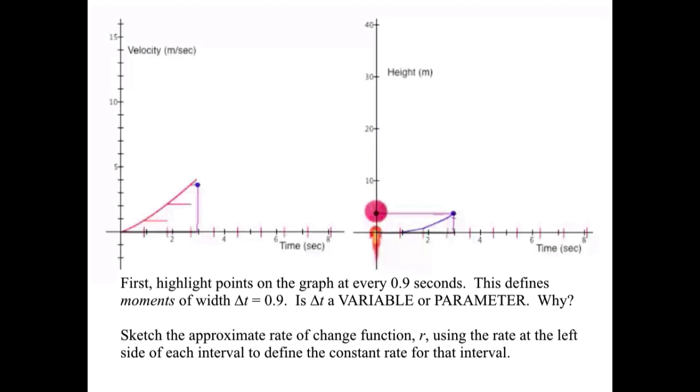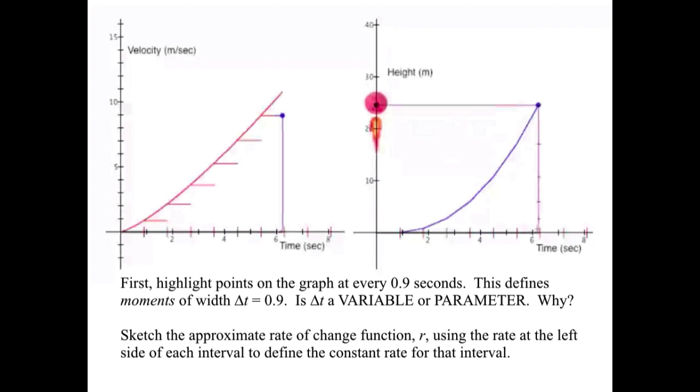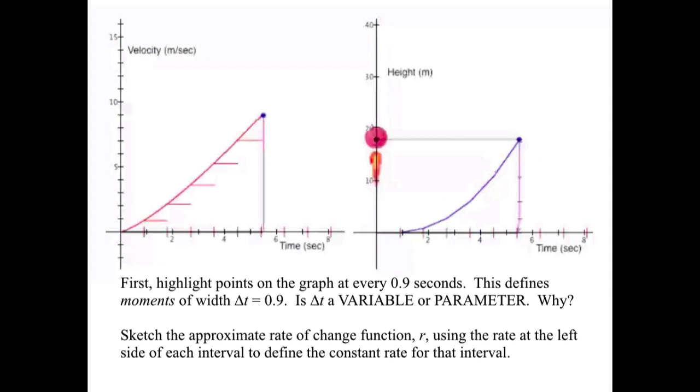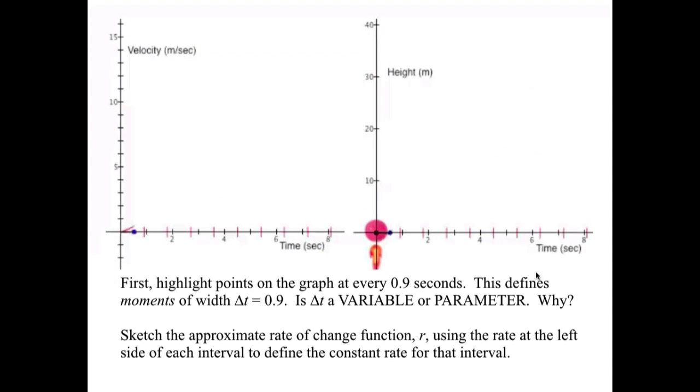If I use moments of 0.9 seconds, and then what? I'm going to take the rate from the beginning of each moment, and that'll be the constant rate for the whole moment. We did this with the oil slick, right? And so now, notice what I got over here.